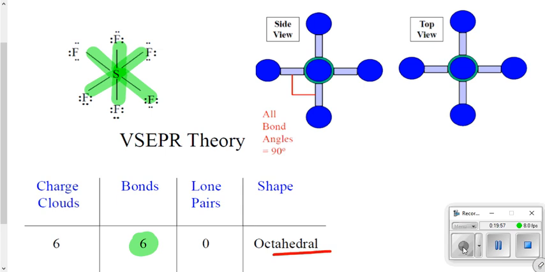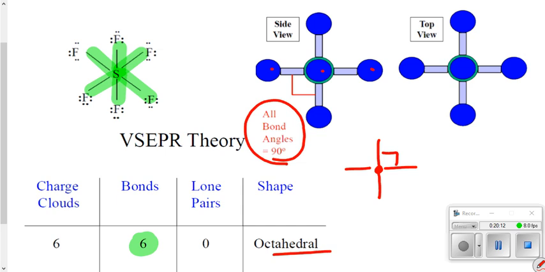In the drawings that you see above me, what you notice is that all of my bond angles are going to be at 90 degrees. The flat plane part, the first four that surround the central atom, are each at 90 degrees. And then the one that's coming up out of the page and the one going back into the page would also be at 90 degrees. So there's no advantageous place to put a charge cloud in comparison to a bond.